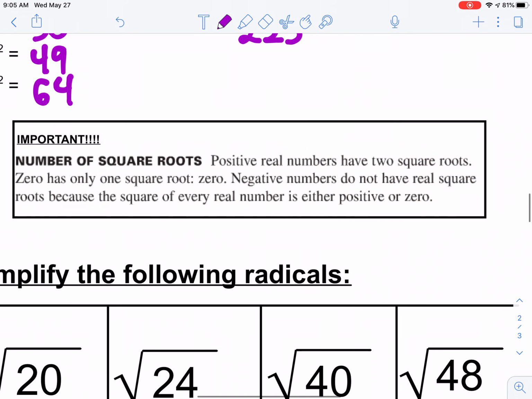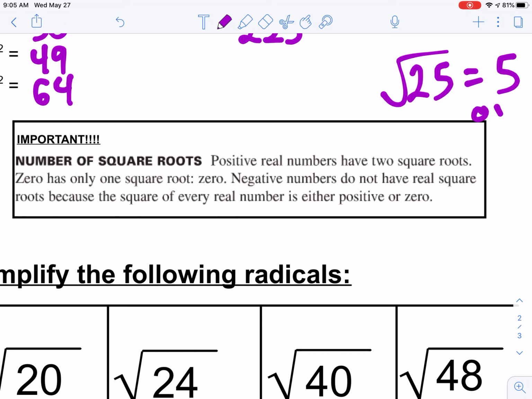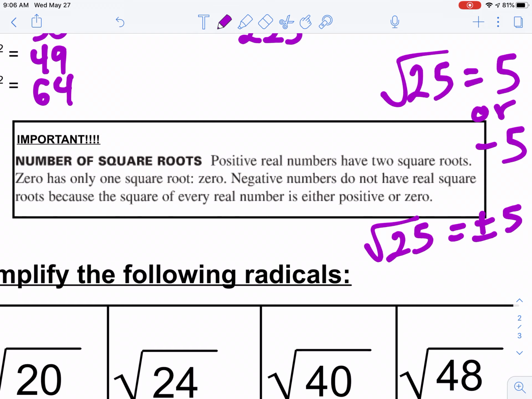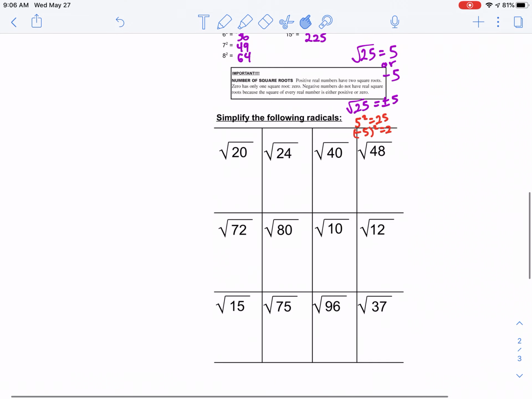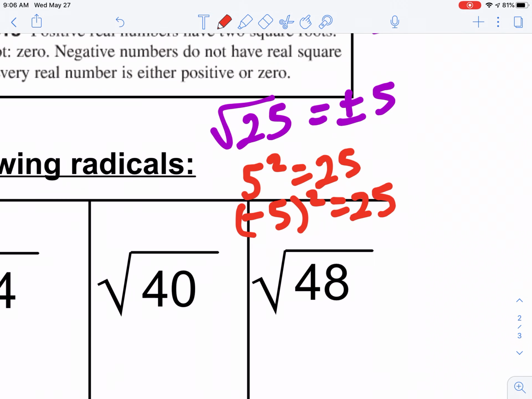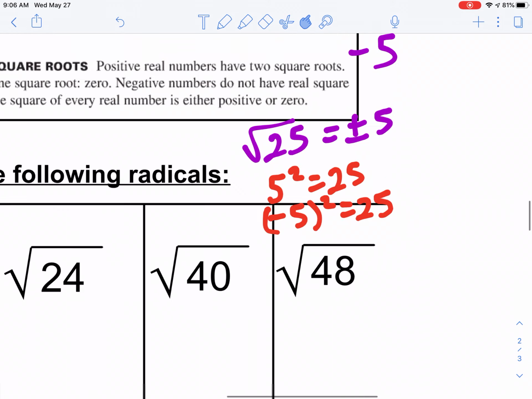One other important note to keep in mind. Whenever you take a square root of a number, like square root of 25, that equals 5, right? Technically, it also equals negative 5. Yeah, so the way we write that, square root of 25, we would write plus or minus 5. It's called a plus minus symbol. Because if you do 5 squared, you get 25, right? If you do negative 5 squared, you also get 25. So 25 technically has 2 square roots. It's got positive 5 and negative 5. All right, that's just something to keep in mind.